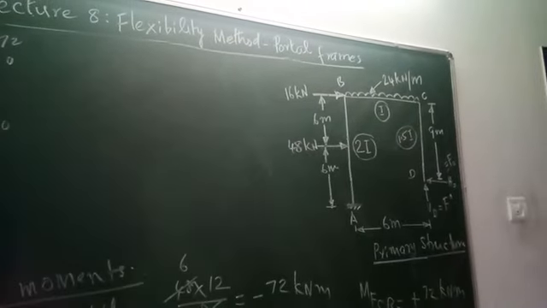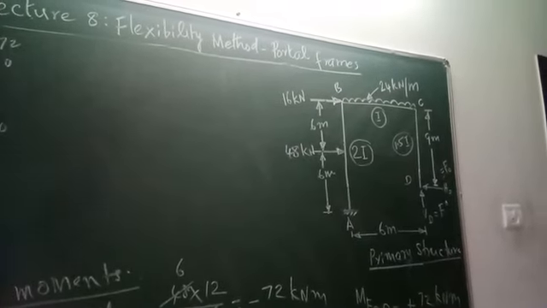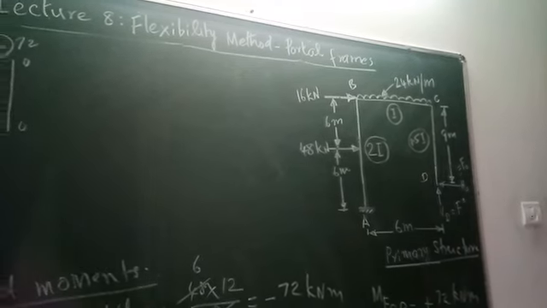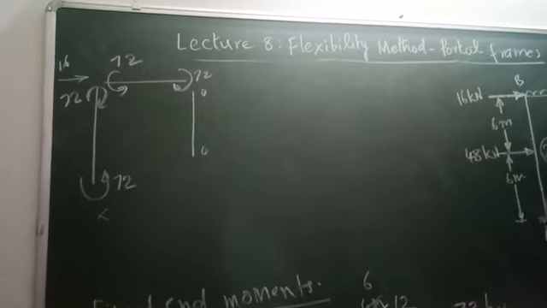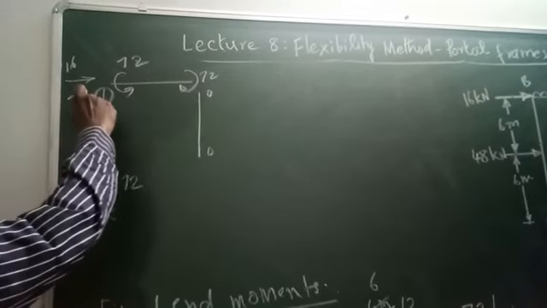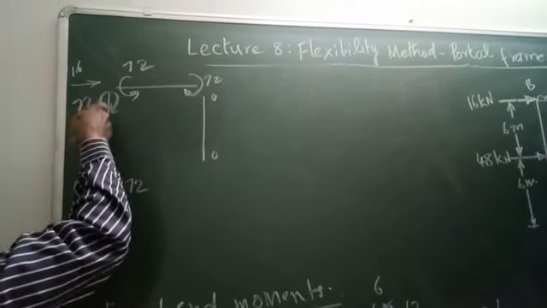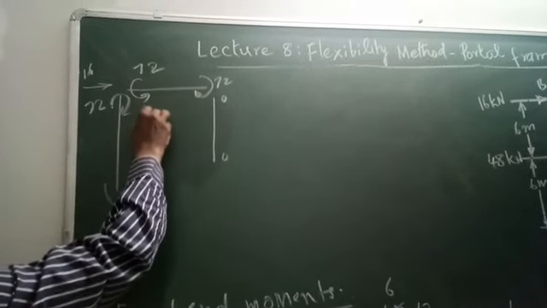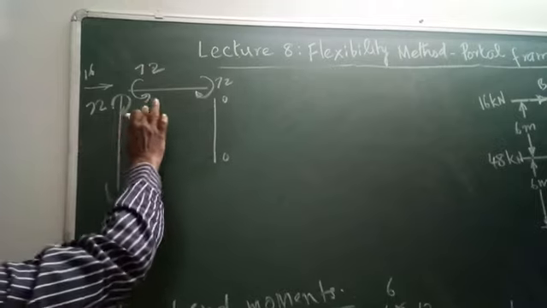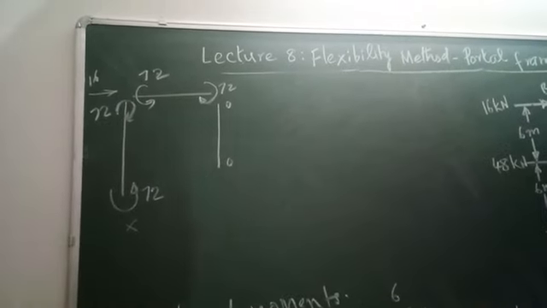There are forces resulting from the given external forces. Since A is fixed, you need not bother about it, therefore forget about it. Coming to support B, in BA it is plus 72, in BC it is minus 72. Therefore, this also will not give any star force. So, plus 72 and minus 72, no problem.